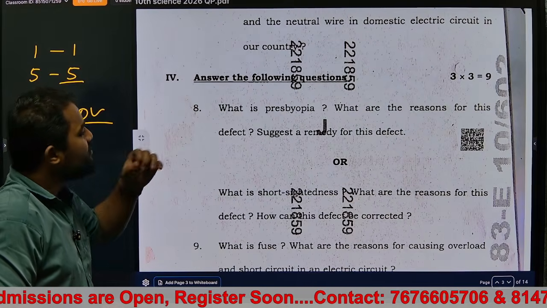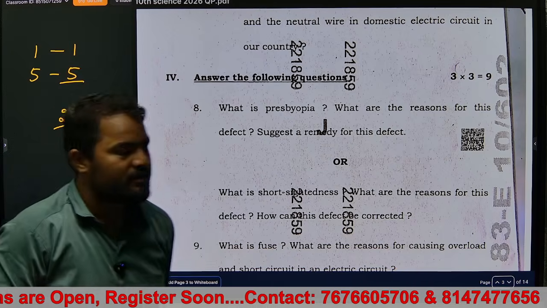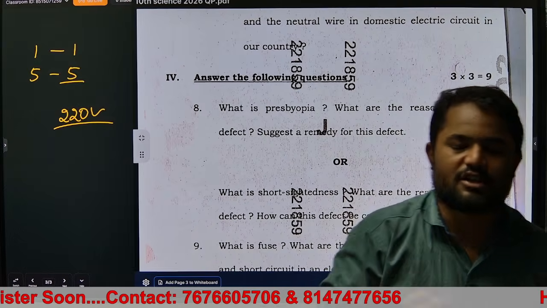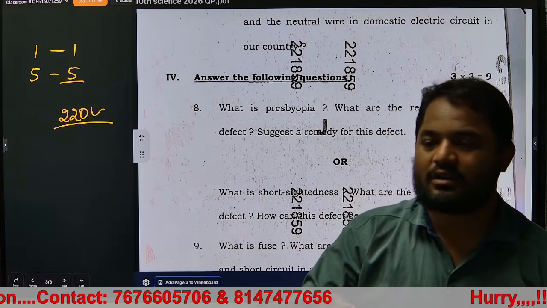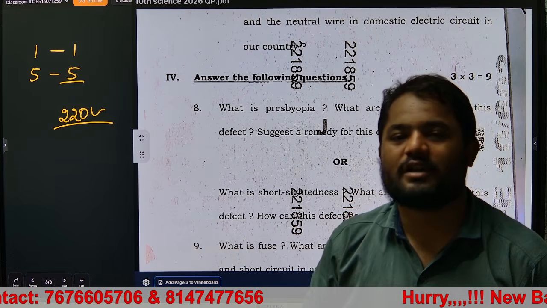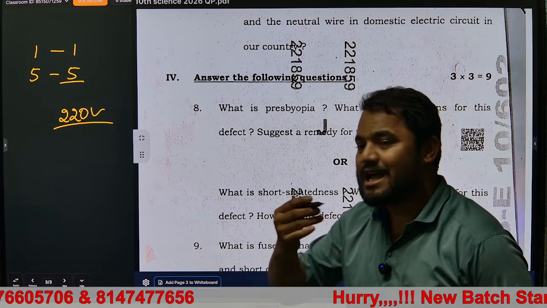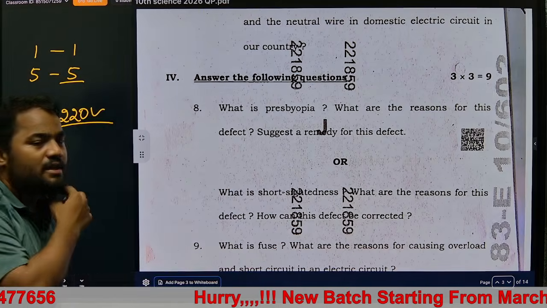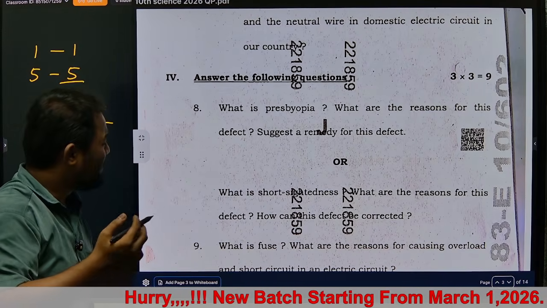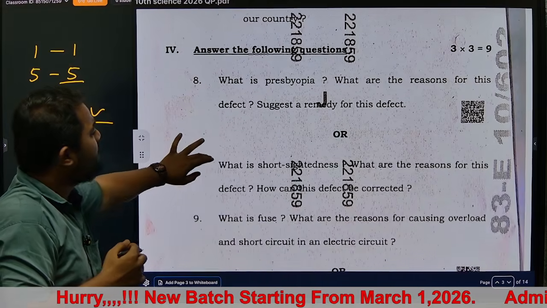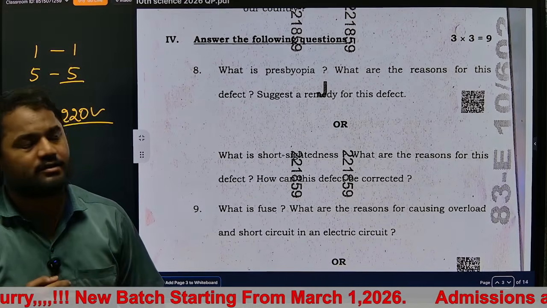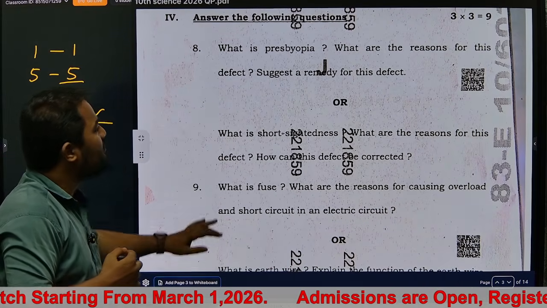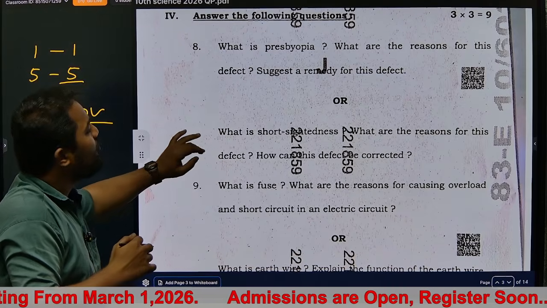Next, what is presbyopia? What are the reasons for this defect? Suggest a remedy for this defect. Presbyopia means the condition where, in a person with this refractive defect, the near point gradually recedes away. What are the reasons for this defect? The near point gradually recedes away, and the ciliary muscles do not contract properly. Suggest a remedy for presbyopia. A convex lens is used, or a bifocal lens is also used.